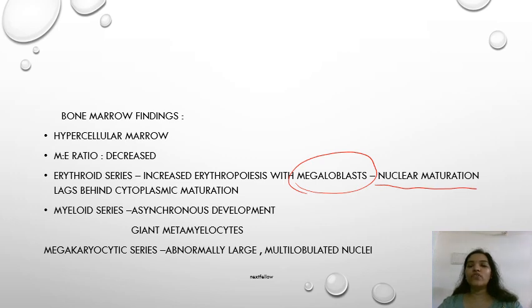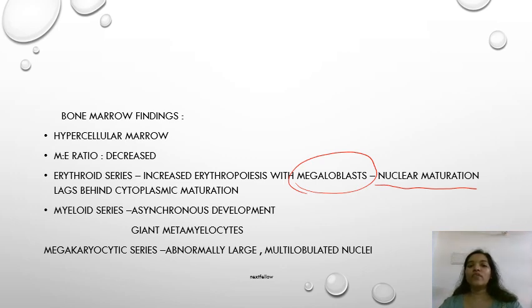So the nuclear maturation will lag behind the cytoplasmic maturation. As the cells mature, the size of the nucleus should decrease and the size of the cytoplasm should increase. But what happens here is there is a lag. So nuclear maturation will lag behind the cytoplasmic maturation.